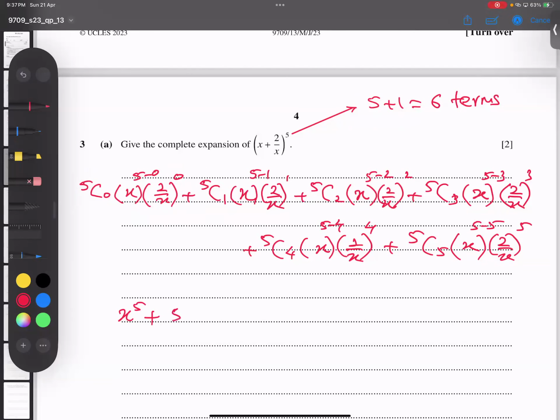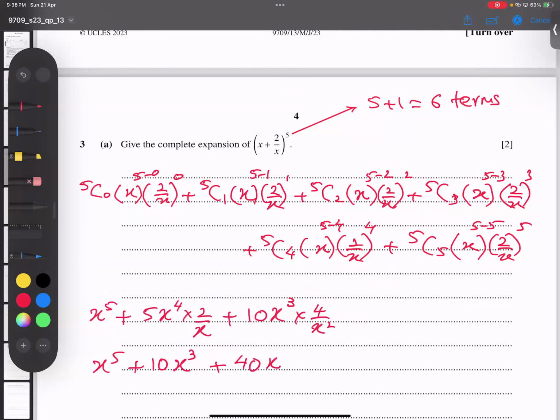5c1 is 5, you must know it or type it in the calculator. 2 by x, and I have 5 minus 1, 4. So I get 4 into 2 over x. Later on, this x will cancel, and I get 10x to the power 3. Next term, 5c2, if you type in the calculator, gives you 10. And here 5 minus 2 gives you 3, square of 2, square of x. So I get this. Now 4 tens are 40. I got 40, and this x squared and x cubed cancel, I get only x. So I believe, students, this is clear now.